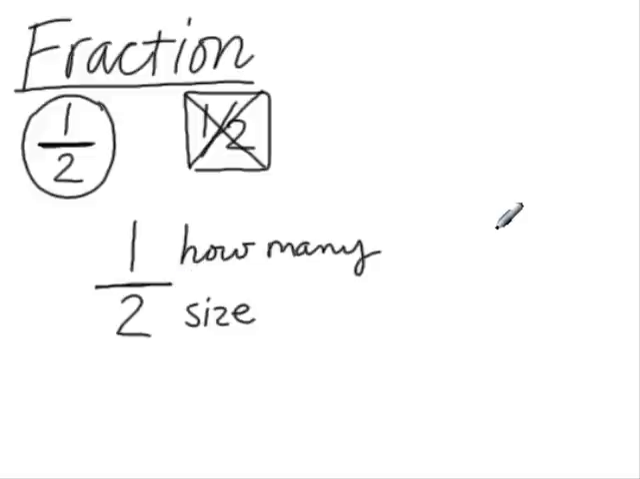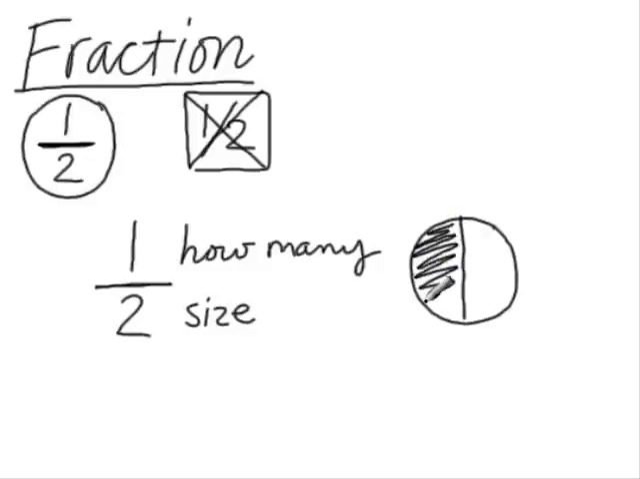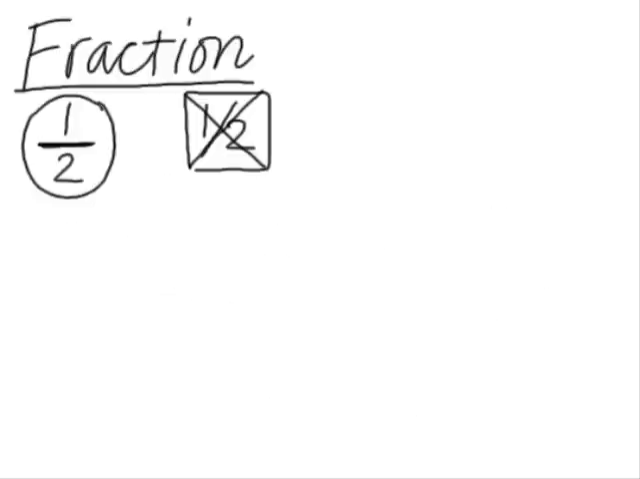For example, if we would have a pie and we cut it into 2 pieces, this refers to the number of pieces or the size of each piece. Each piece is a half, and in this case, we have 1 half. Let's look at another little example. 1/3.